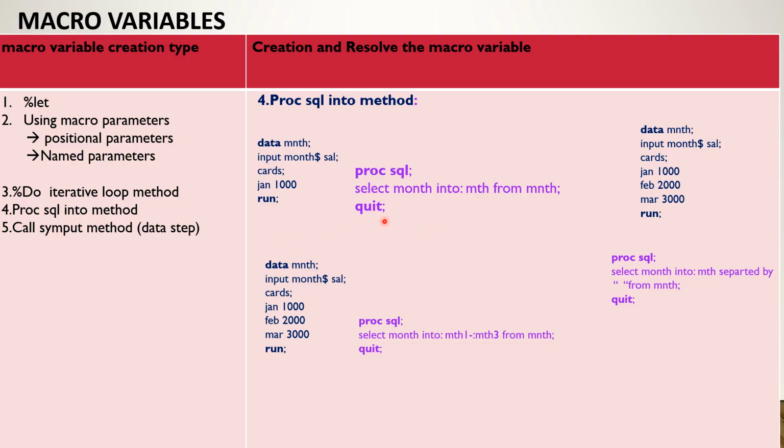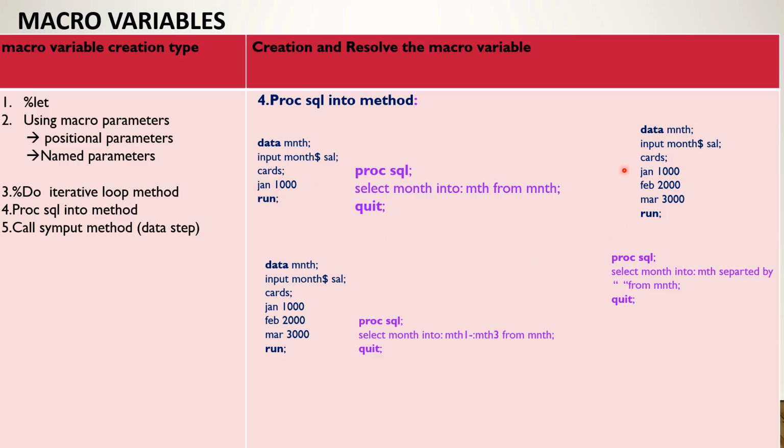How we need to call: percentage put mth. Once you call it, it will show in the log Jan, that macro variable value, in the log window. This is for only one variable, right? So we can simply create it.